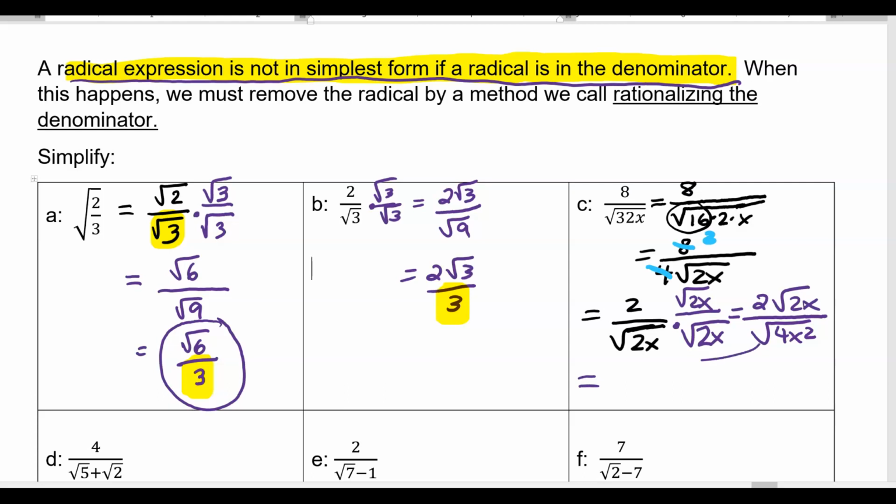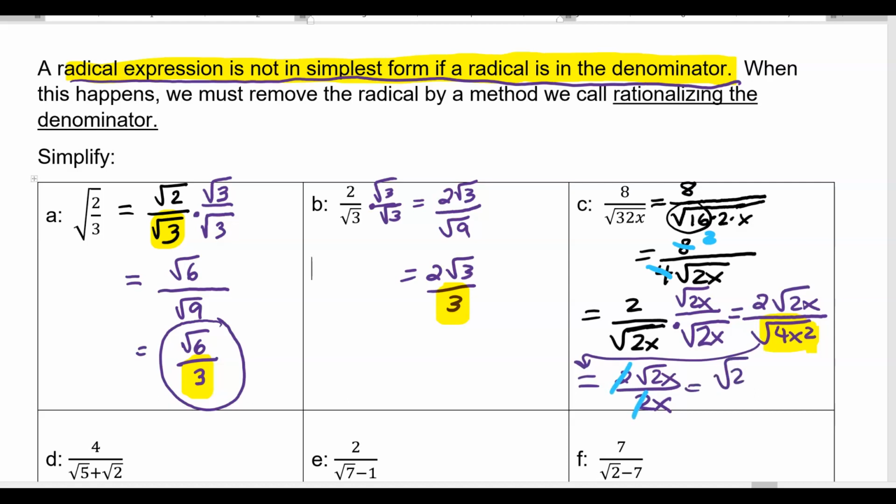So I'm going to come over here. So we have 2 times the square root of 2x over 2x, because the square root of 4x squared is just simply 2x. And notice we could cancel out the 2's here.